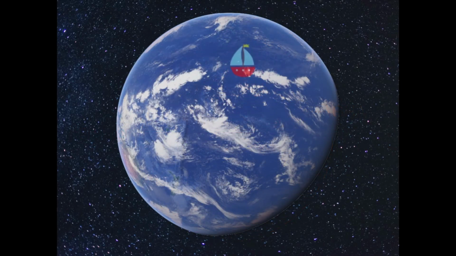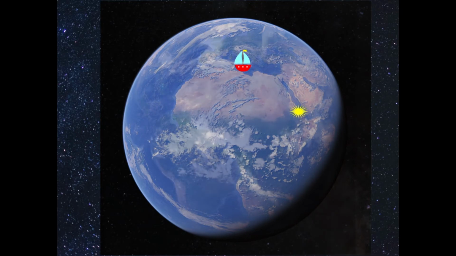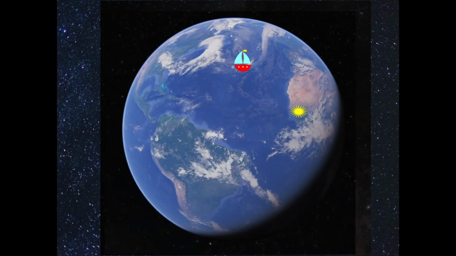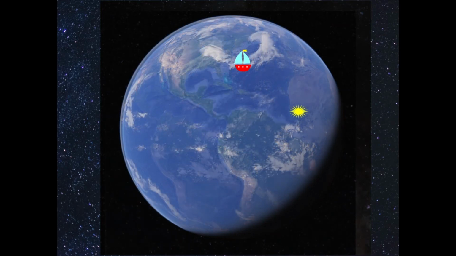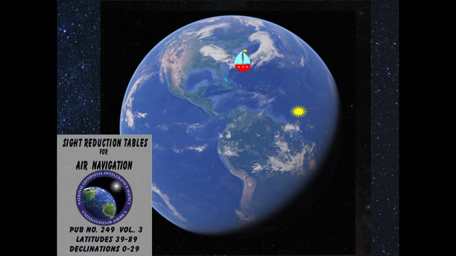And furthermore, you can see that the whole calculation would be the same if the sun is over the Arabic countries and our position is in the Mediterranean, or the sun is over the Canaries and we are at the Azores, or the sun is south of the Azores and we are in North America. So it is all relative to our position and the sun's position. And that's why the sight reduction table is all about the local hour angle.